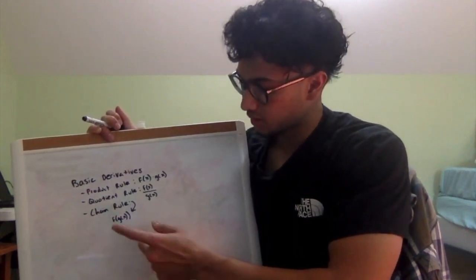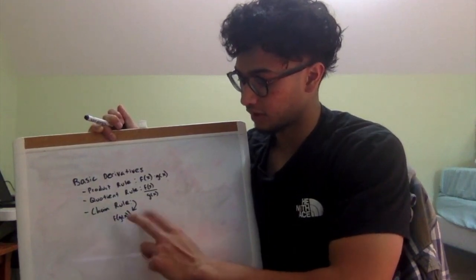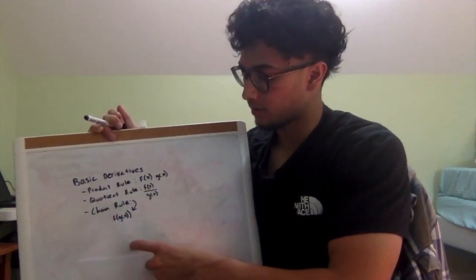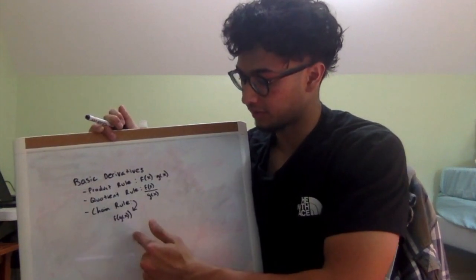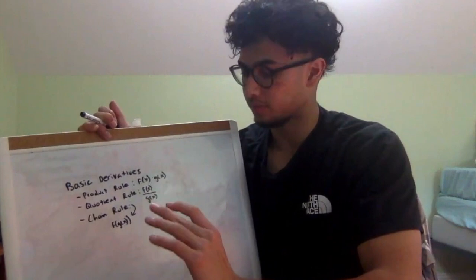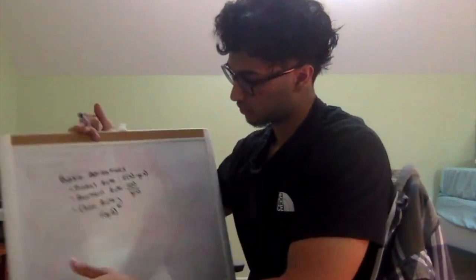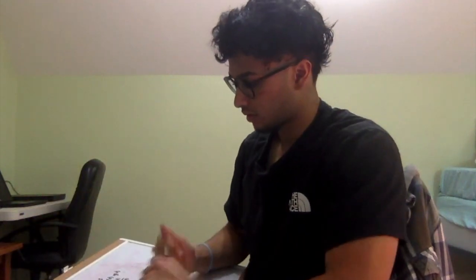And the last one is the chain rule, where you have to find the derivative when there's an equation inside of another equation. So it would be like f of g of x. But that will be later down the line. Right now I just want to teach you how to compute a basic derivative of just one function.